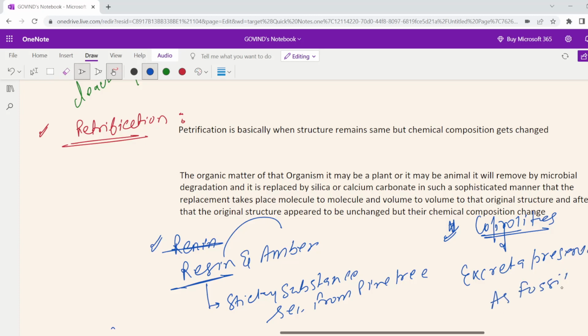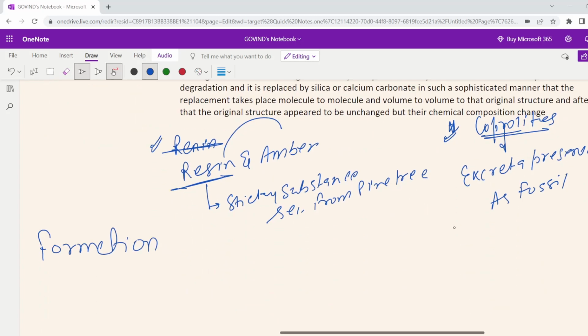Preserve as fossil. So this is important. If we observe the excreta of an organism, it may give us an identification of what probably the food of that organism was. I'm sure you have heard about the bird fecal matter that is called guano. So they may convert into fossils. So this is important. Last but not least, the next is called impression.